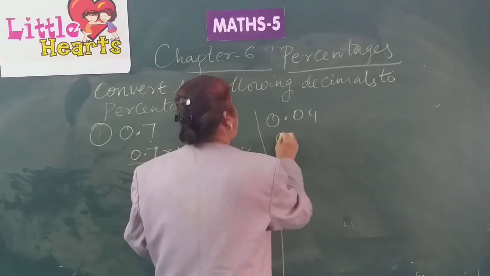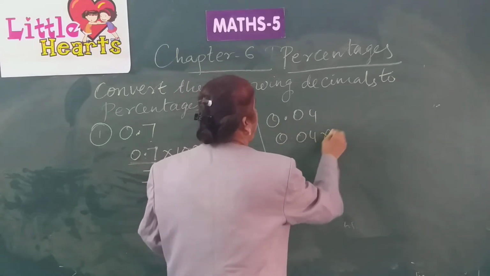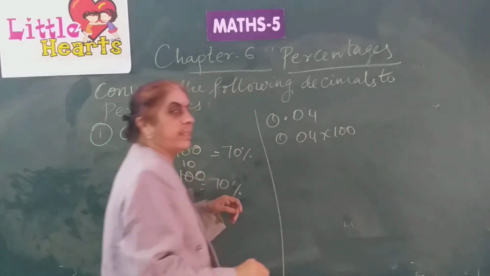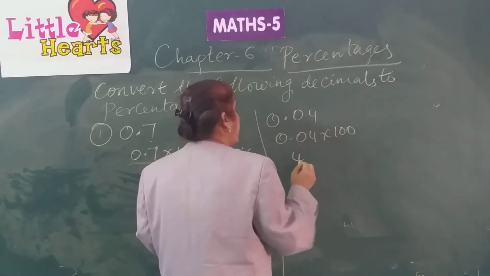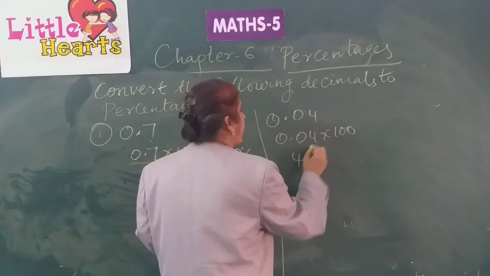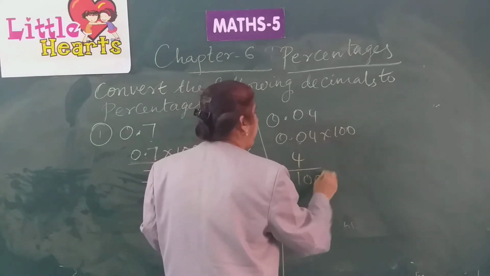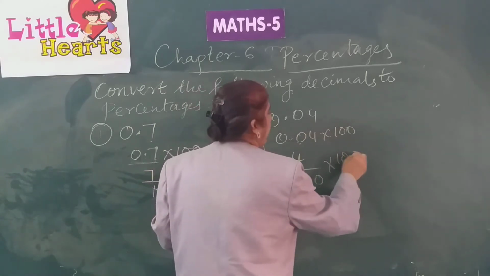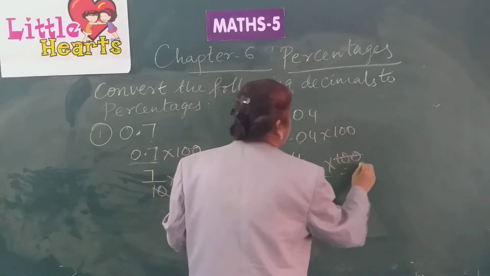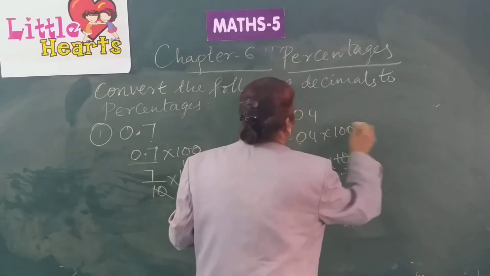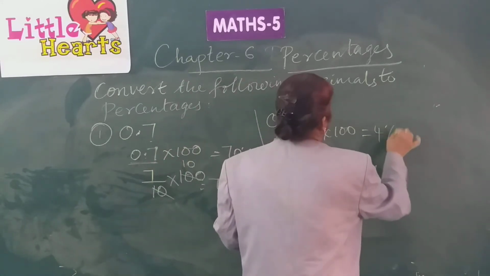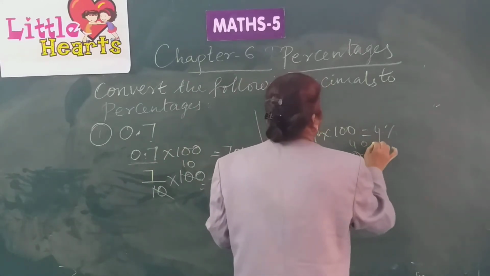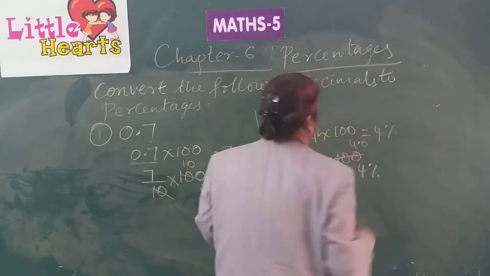0.04. 0.04 into 100. Just multiply the decimal by 100. 0.04 is 4, after the decimal 2 digits are there. 4 by 100 into 100. 100 and 100 get cancelled. 4%. Or the decimal will shift 2 places forward. So 4%. 4.0, that is equal to 4%.